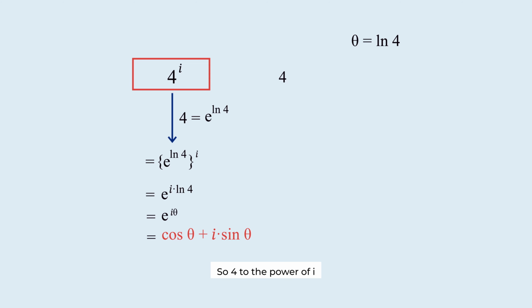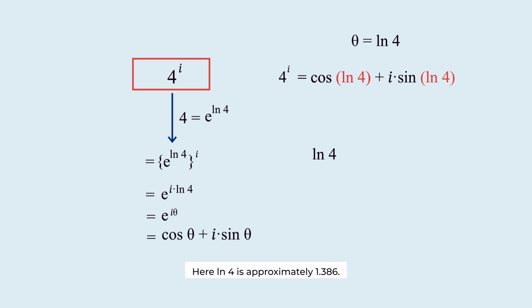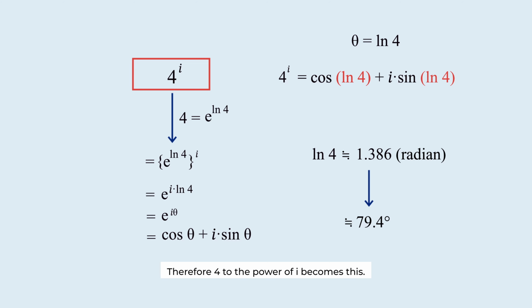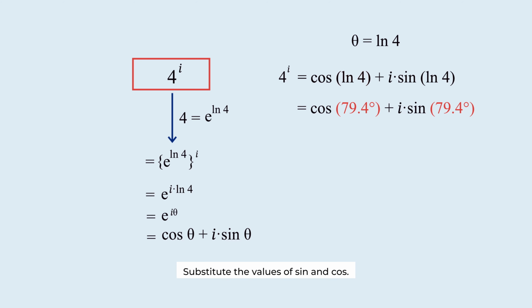So 4 to the power of i becomes cosine ln 4 plus i sine ln 4. Here, ln 4 is approximately 1.386. The unit is radians. When converted to degrees, it is approximately 79.4 degrees. Therefore, 4 to the power of i becomes this. Substitute the values of sine and cosine. Thus, 4 to the power of i is approximately 0.188 plus 0.982i.